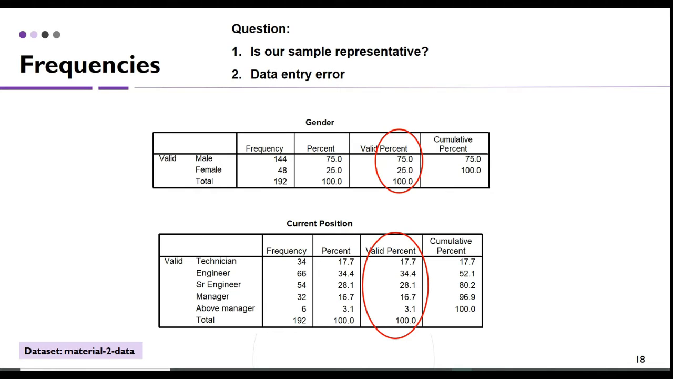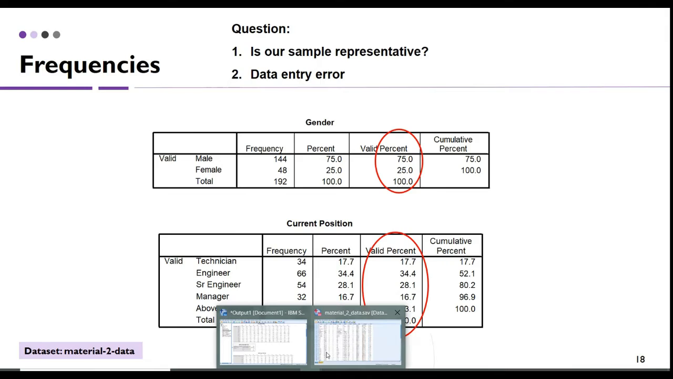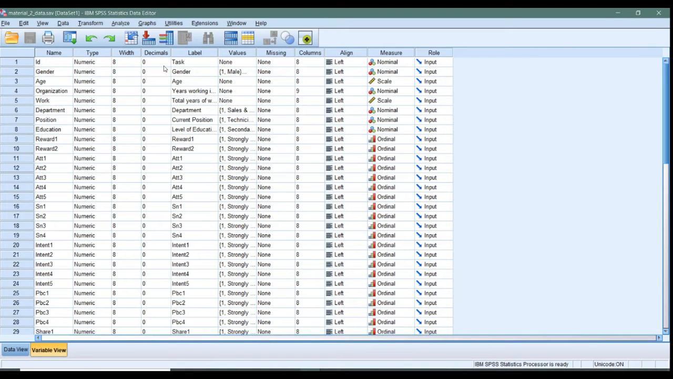Now let's do some examples together. Let's open our material 2 data set. The question over here is: is our sample representative? And is there any data entry error? Let's run descriptive statistics for gender using our material 2 dataset. Let me open my SPSS.